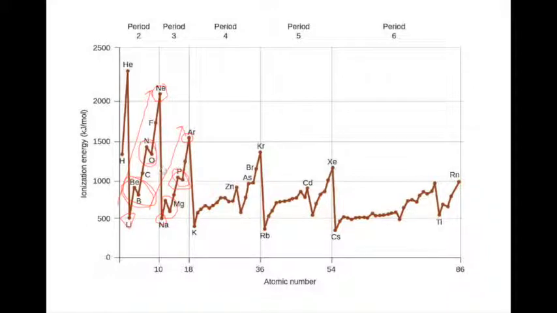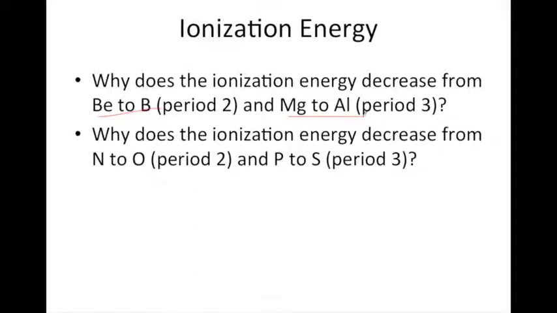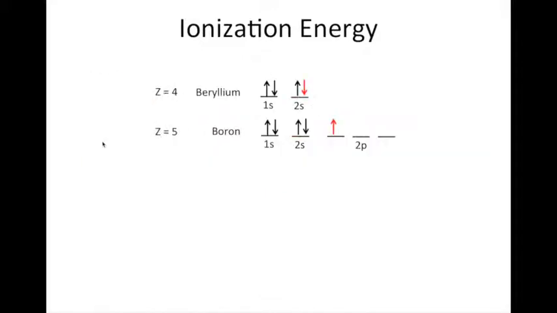So why do we get a decrease in the ionization energy between beryllium and boron and magnesium and aluminum? And why do we see a decrease in the ionization energy as we go from nitrogen to oxygen and phosphorus to sulfur? So let's try to explain these two deviations from our periodic trend. And let's look at beryllium and boron and then nitrogen and oxygen to illustrate these two things. So the first thing I want to do is draw out the arrow notation for beryllium and boron's electron configuration, because that's going to give us a lot of information.